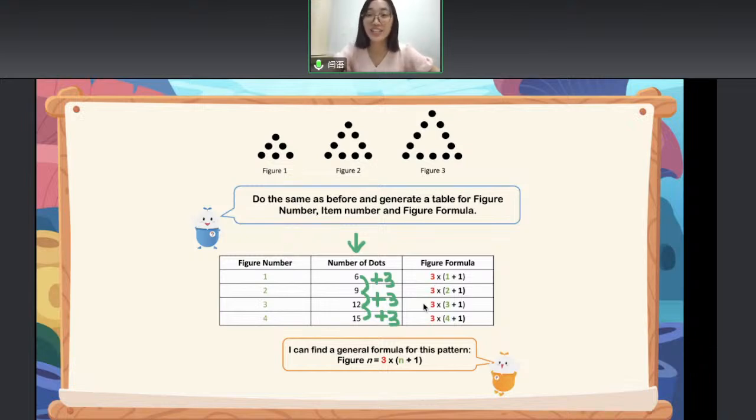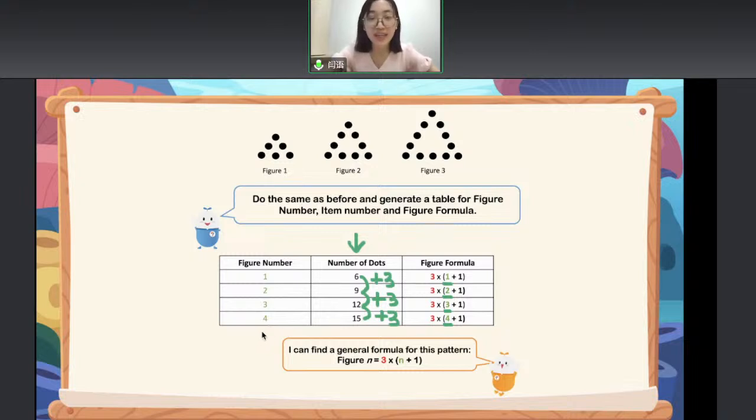Actually, we'll find that it is always the figure number minus 1. And there is another way that is maybe easier to calculate. That is, we summarize it this way. Look, how many dots are there in figure 1? That is 3 times 1 plus 1. And how many dots are there in figure 2? That is 3 times 2 plus 1. And for this, we have 3 times 3 plus 1, and then 3 times 4 plus 1. In this way, it is more clear.